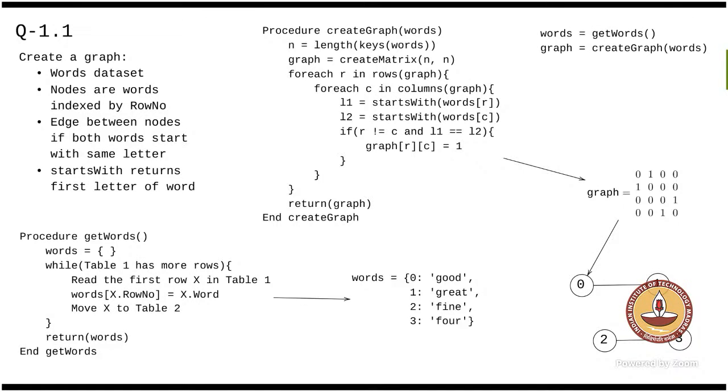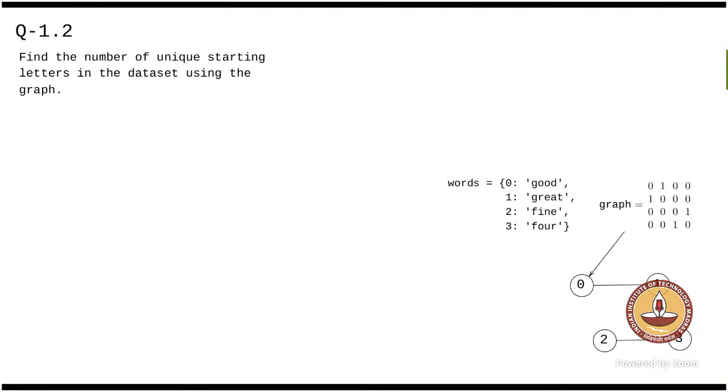So are there any questions in the code that we have written so far? No, sir. Okay, simple enough. Now let's look at the number of unique starting letters in the data set. For example, in this data set, how many unique starting letters are there? 2. So it's very easy to find it using words itself. You don't need the graph, you can just iterate through the values of words. Every time you encounter a word which starts with a new letter, you just keep a count. So you can do that.